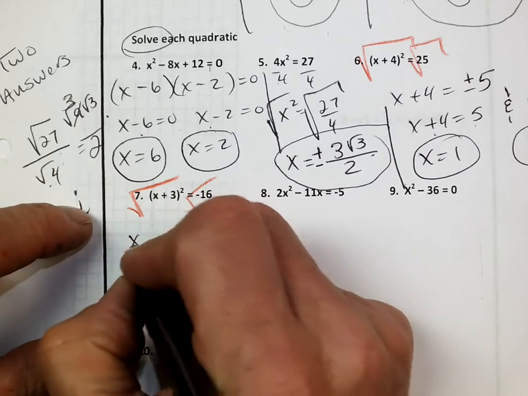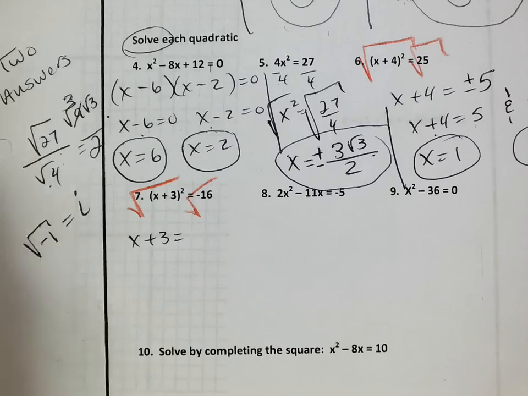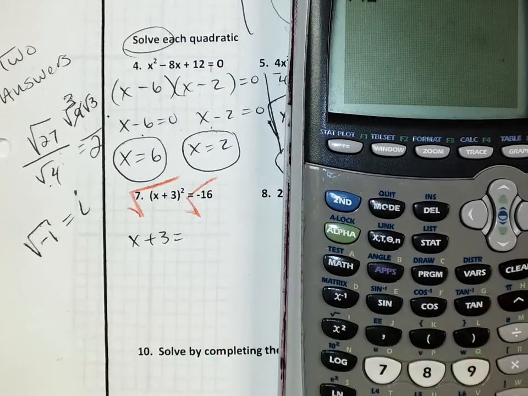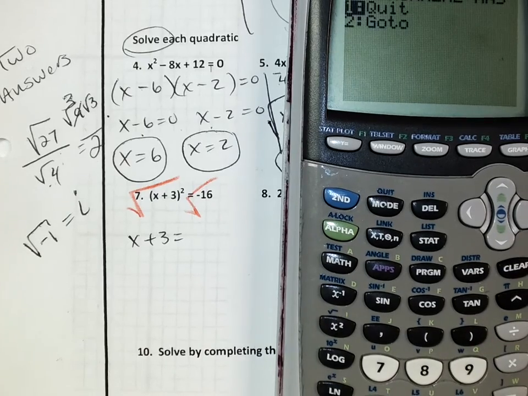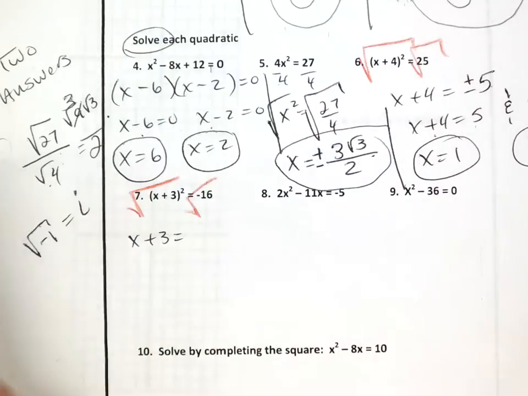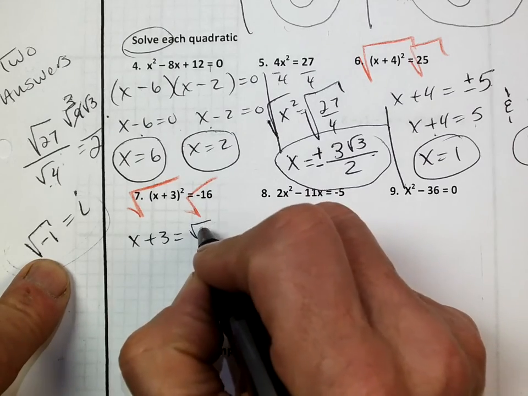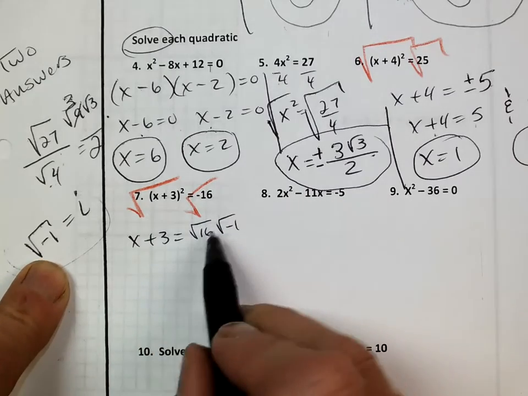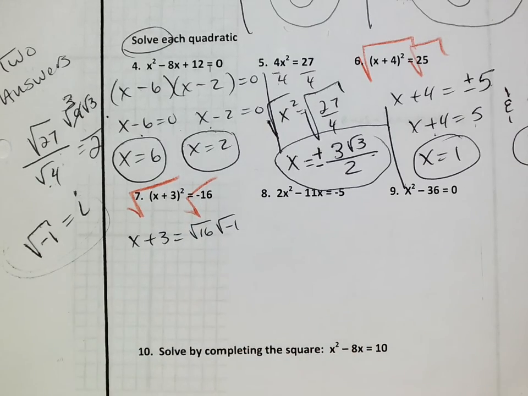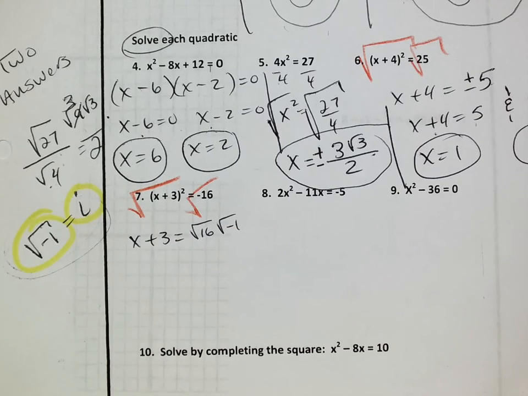And I'm left with x plus 3 equals, well, I get a negative number. If I'm not careful, whenever you take the square root of a negative number, like negative 16, bad news, the calculator doesn't like it. It says non-real. And it isn't real, it's imaginary. So what do I do? I'm going to use this information right here. I know that I'm going to have the square root of 16 times the square root of negative 1, because 16 times negative 1 makes a negative 16. I did that on purpose because I want to use this information that the square root of negative 1 is i, and I'm going to use that in my answer.